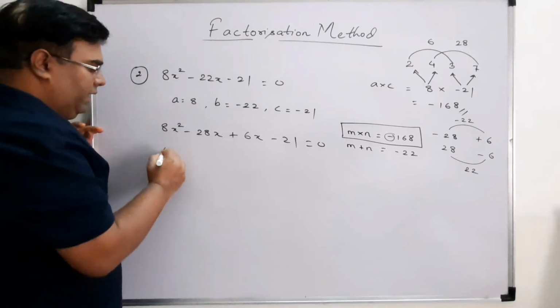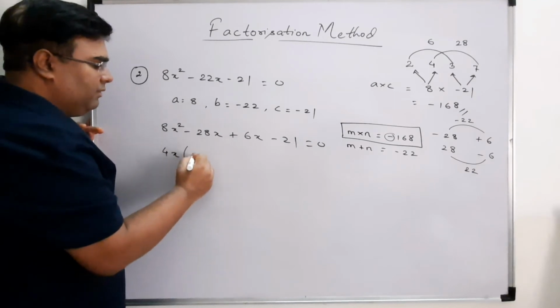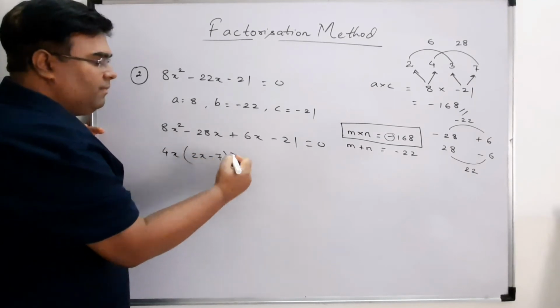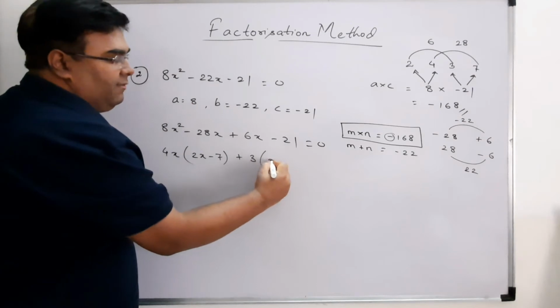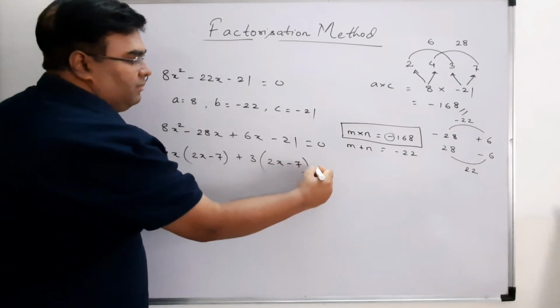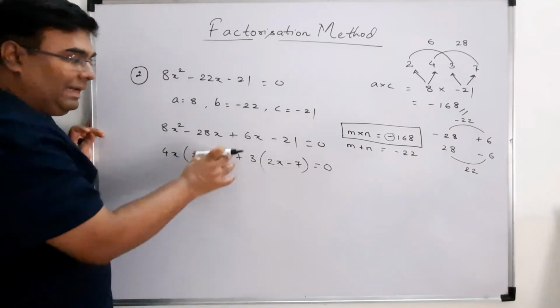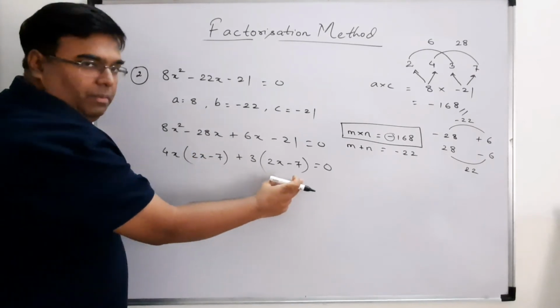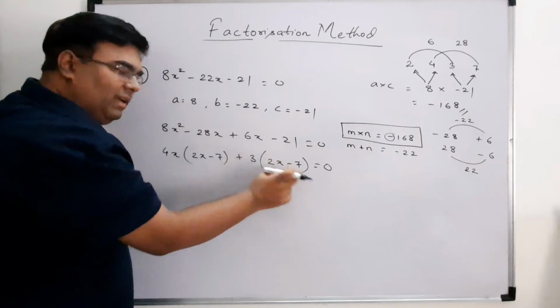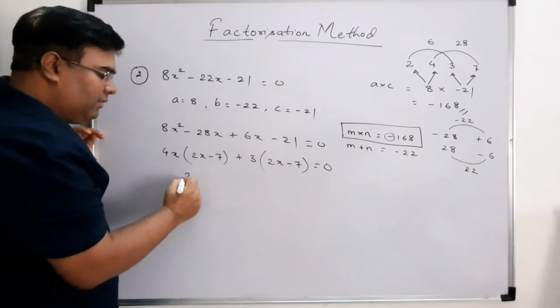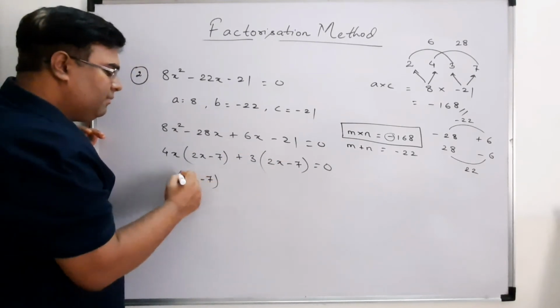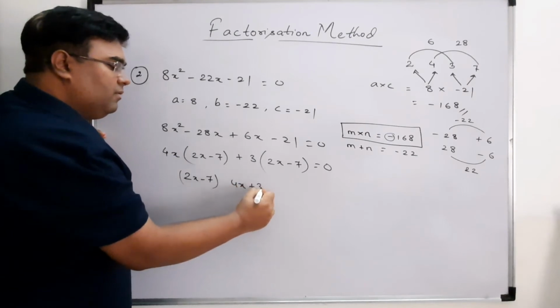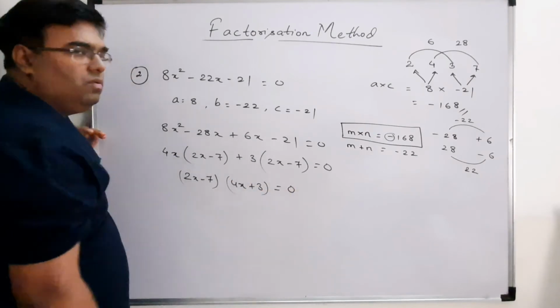So now we can take 4x common from here. It will be 2x − 7, and 3 common from here. It will be 2x − 7. If you split it correctly, then you don't need to think about the second term here. You will automatically get the same thing. So it will be (2x − 7)(4x + 3) = 0.